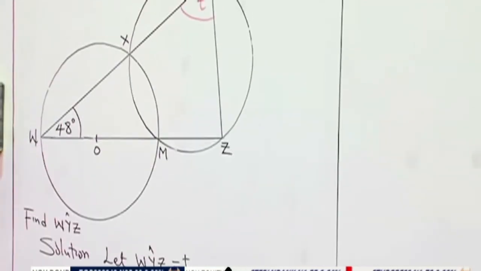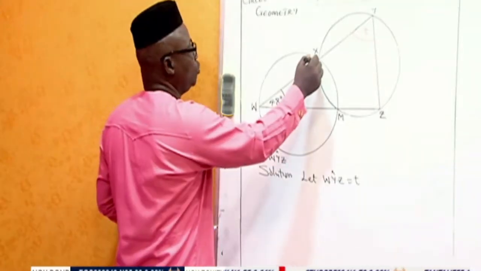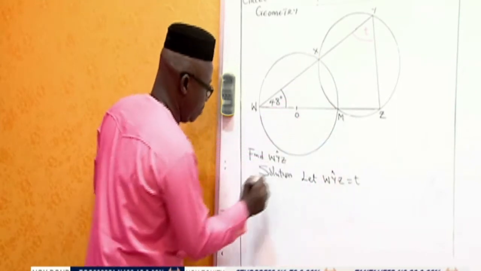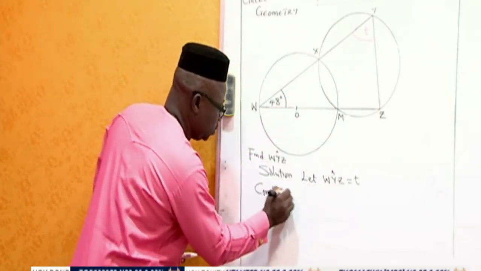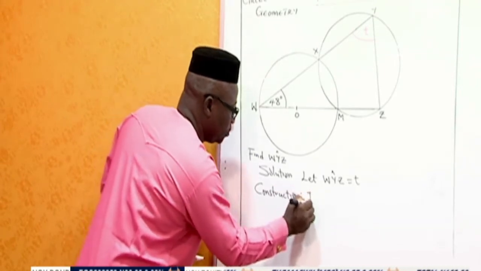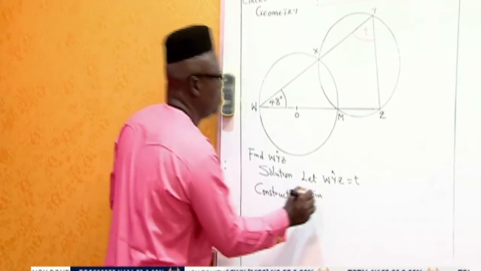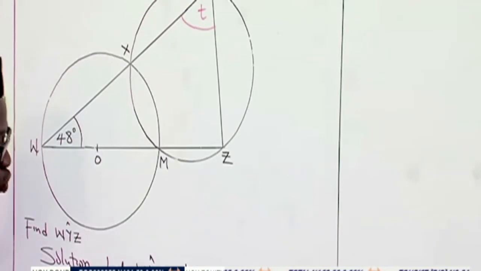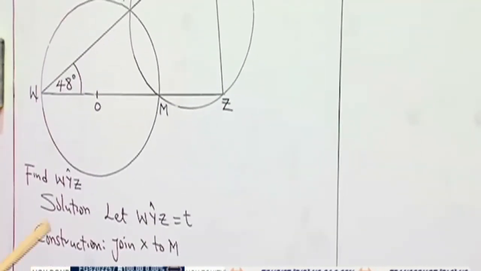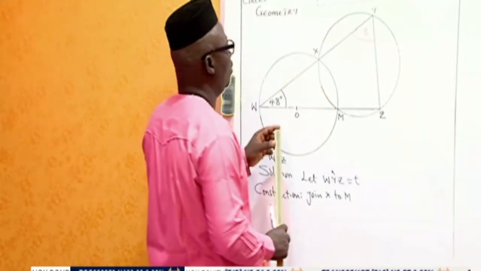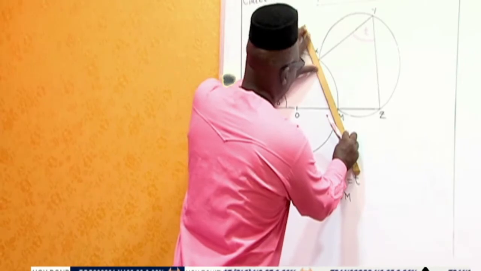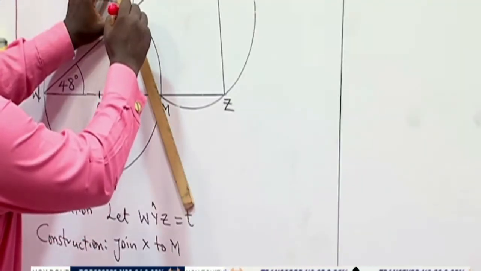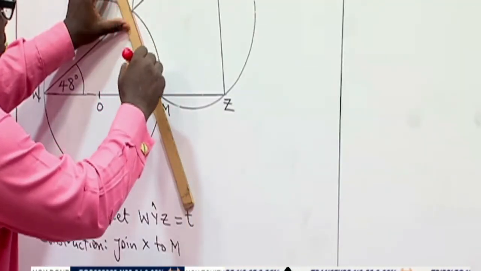Then the next thing I'm going to do, I want to join X to M. That is construction. Join X to M. Doing that will make it easier for us to find the value of T. So I'll place my ruler and draw a line from X to M.